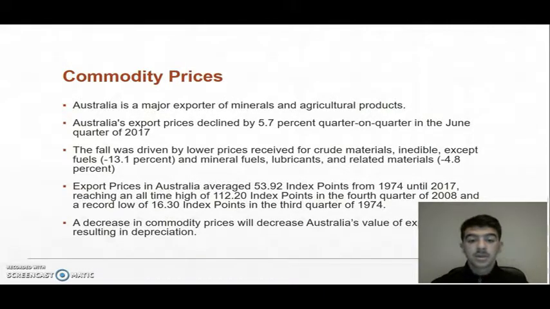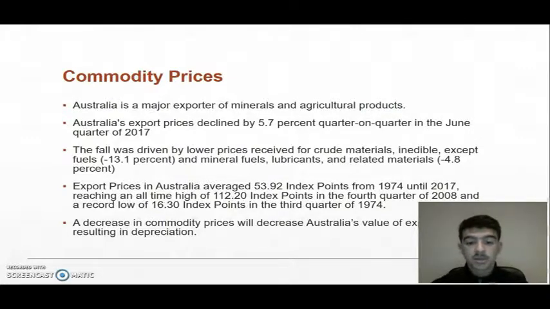The final indicator that will be analysed is commodity prices. Since Australia is a major exporter of minerals and agricultural products, Australia's export prices declined by 5.7% in the June quarter of 2017. This was due to low prices received for crude materials, inedibles, except fuel, and also mineral fuels, lubricants, and related materials. However, export prices in Australia averaged 53.92 index points from 1974 until 2017, reaching an all-time high of 112.20 index points in 2008's final quarter.